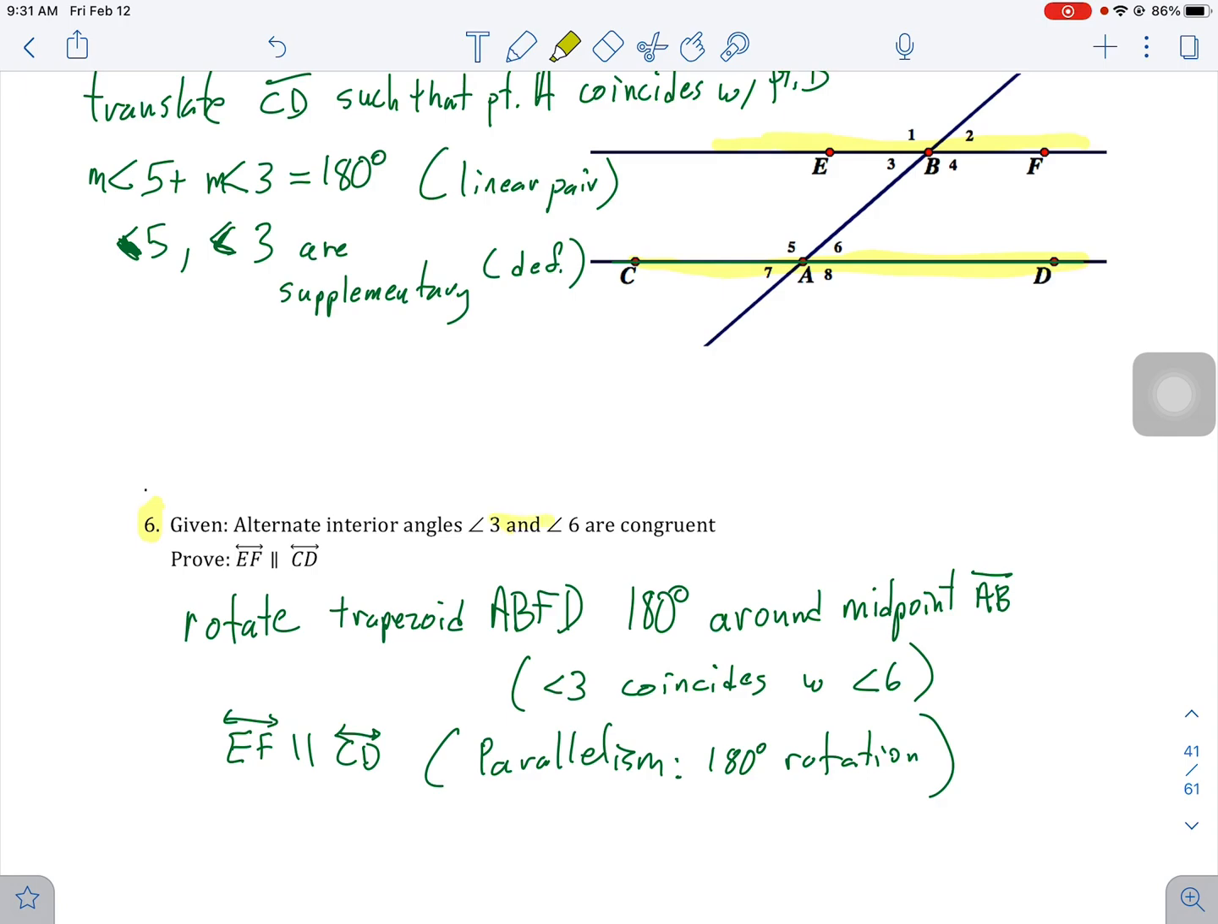And the given actually starts by saying that 3 and 6 are congruent. So we're starting with the idea that those are congruent. How can we prove that the lines are parallel? And you'll use this all the time. You'll say that two lines are parallel because of alternate interior angles. They're congruent. What we can do is look at that idea of rotation. If we go with the midpoint of segment AB and we do a 180-degree rotation of a trapezoid.